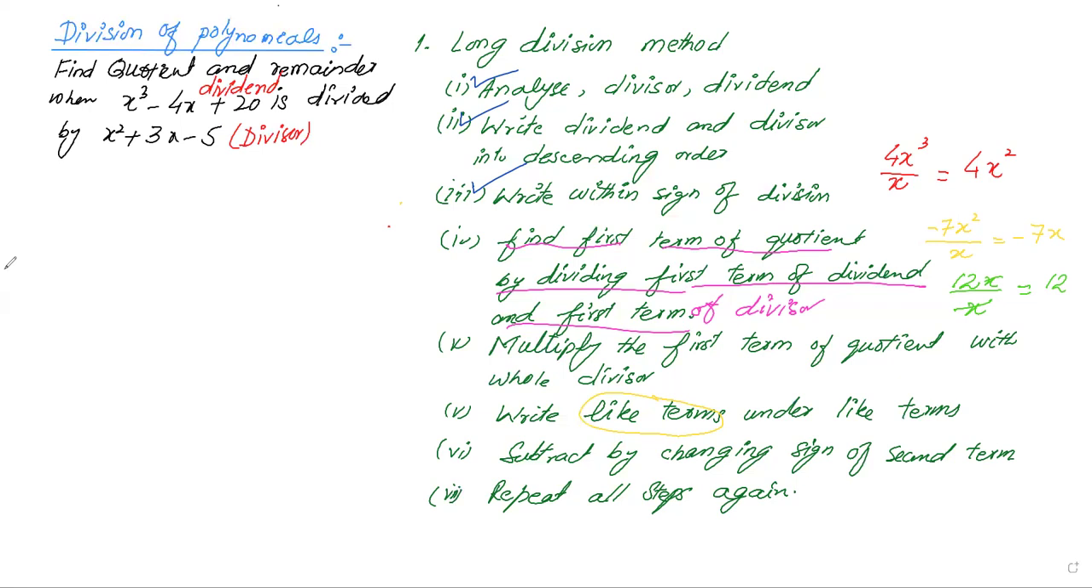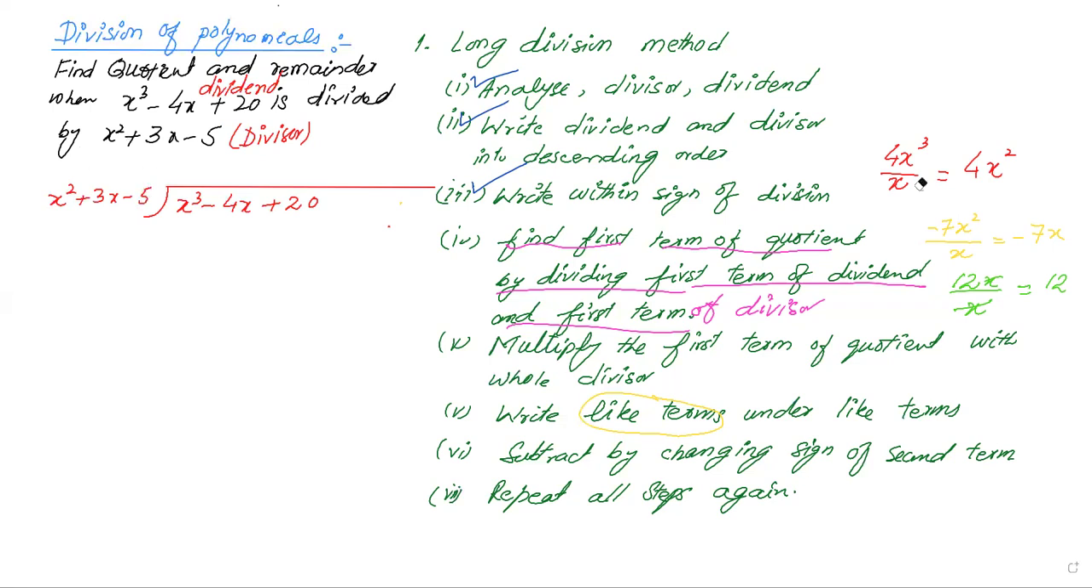Now you have to start the process of long division because both requirements are here. I will solve step by step. First, I have to write the sign of division. I will write over here x cubed minus 4x plus 20 divided by x square plus 3x minus 5.